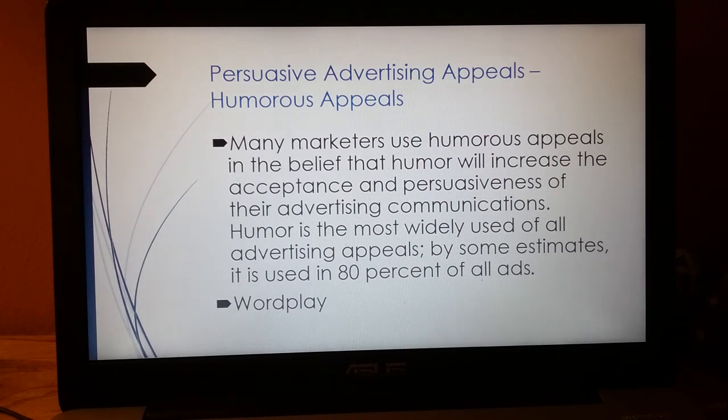Generally speaking, it's better for low involvement products that people buy on a regular basis. It changes from person to person, but it is an option. And then they also use this idea of wordplay, having things that are humorous or have a double meaning to them.